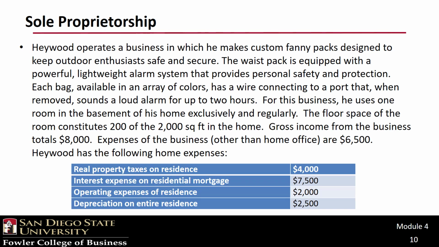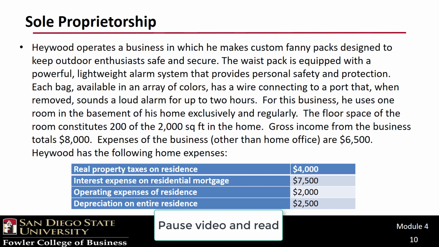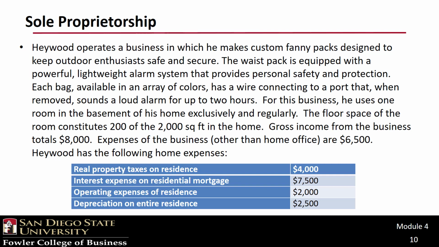Let's do an example together. To allocate Haywood's expenses, we need to determine the proportion of square footage used by the home office. That's 200 divided by 2,000, or 10%.